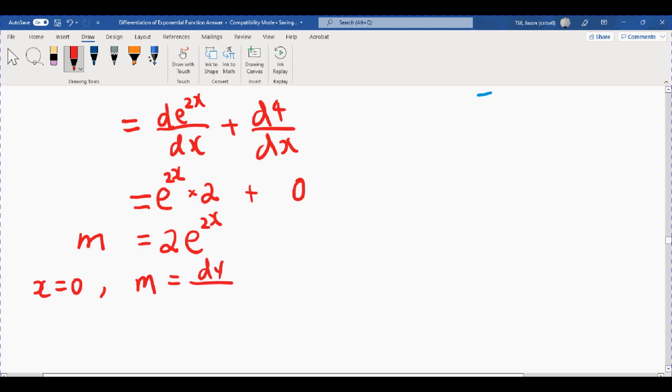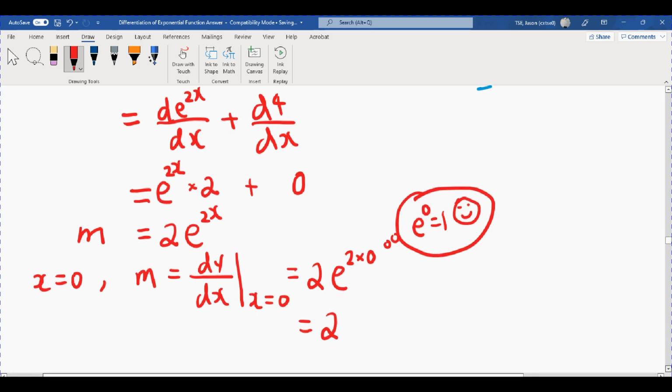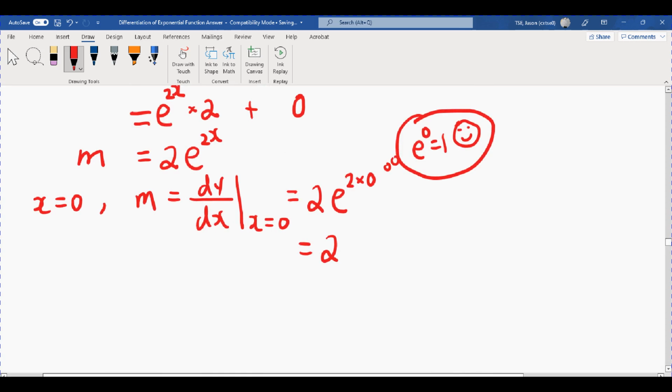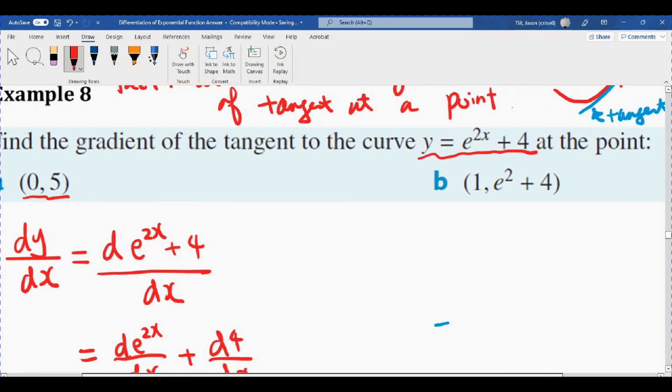When we put x equals 0, so that gradient. Okay, I'm going to write a little bit of fancy notation. I really like this notation. Just draw a vertical line and put x equals 0. That means right now I'm going to find the gradient at x equals 0. So that's 2 essentially, because e to the power 0 is 1. Is that okay? Anything to the power 0 is 1. And so that's 2. Okay, so we answer the question for A.